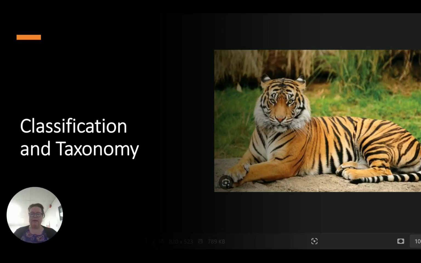Today we're going to be looking at classification and taxonomy, which is a posh word for classification and how we put animals into groups. And we've got a lovely tiger here. I thought that would be good because he comes up in this PowerPoint, so I thought he might be good to have as a nice picture there.